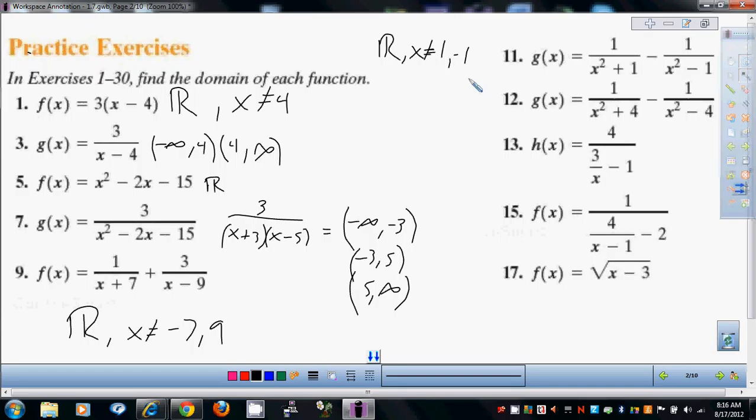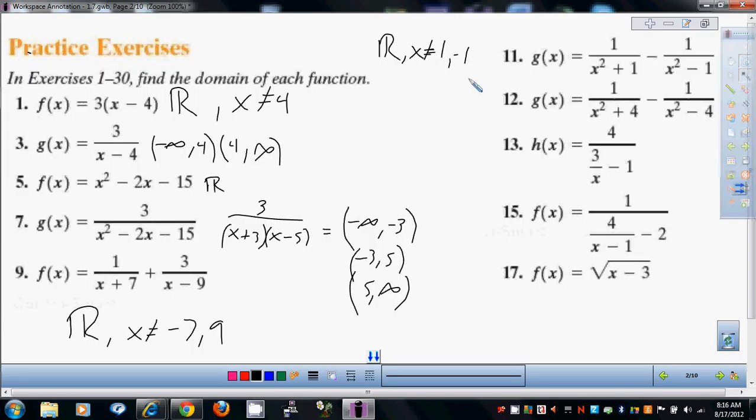This one could be. 1 squared would be 1, and -1 squared. Or you could have factored it to x plus 1, x minus 1, and looked at it like that. So anytime you have an x squared or x to the 4th or anything plus something, it's not going to cause you a problem, because that can't be negative. But if it's minus, well, that's a different story.